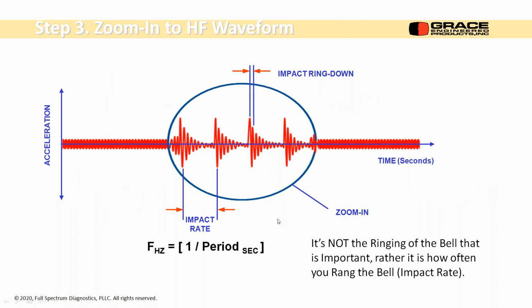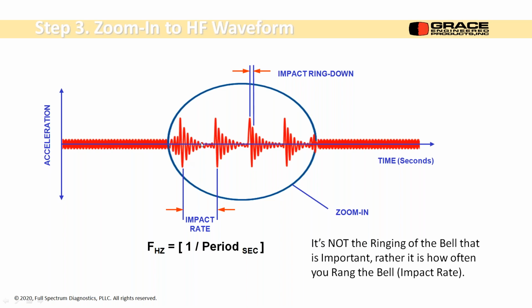If we zoom in on that, we'll see a couple of things. We'll see a pulsing event. So every time a ball hits that fault in the raceway, bing, and it rings down, bing, bing, bing. So there's a certain rate. The impact rate is very important. We could also really zoom in and see what the ring down pattern is. So we could see that it's a natural frequency, typically, that you're ringing, the housing structure or something.